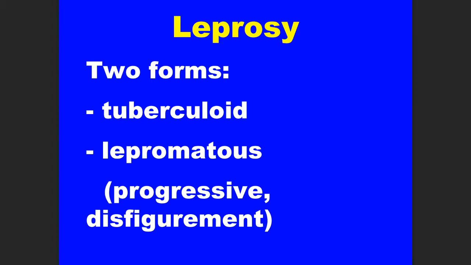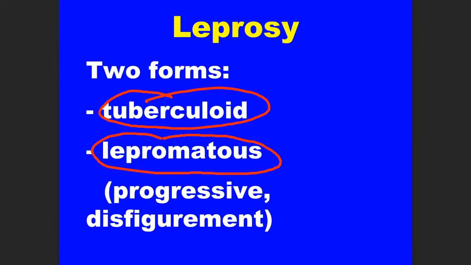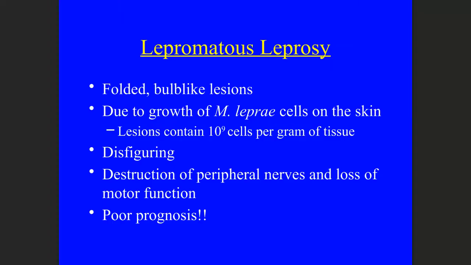So with repeated contact with an infected individual, there are two forms of leprosy that may occur. There's what's called the tuberculoid form and the lepromatous form. Out of the two, the lepromatous form is the worst one. This one has the worst prognosis. It results in progressive disfigurement of the face and the limbs. So I'm going to focus on that one first.